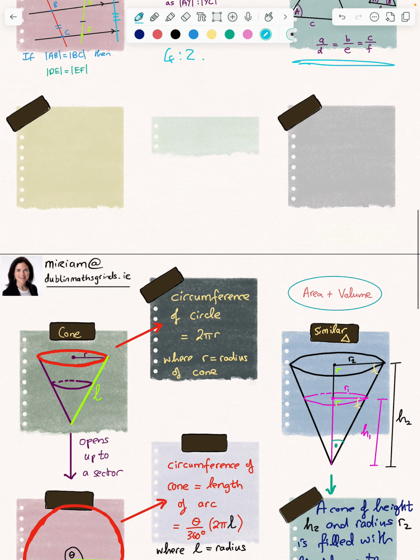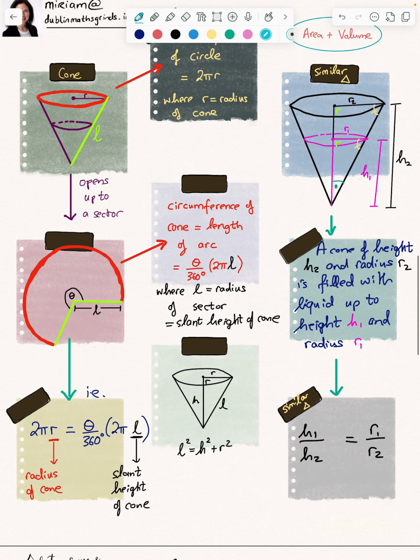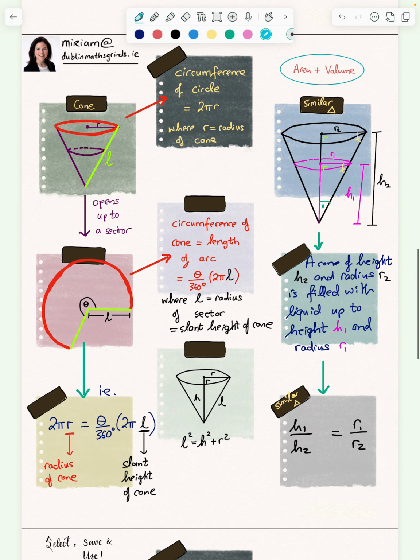And then just along with this, tomorrow we'll be talking about geometry, area and volume. And you'll notice here, most of what I've written about area and volume relates to cones. They're the ones that are probably the trickiest.